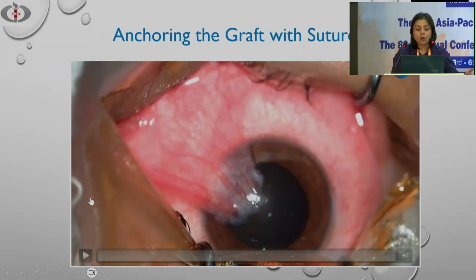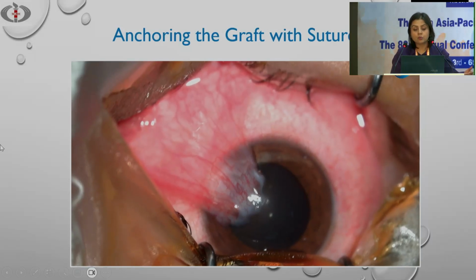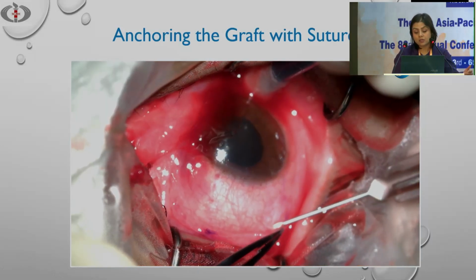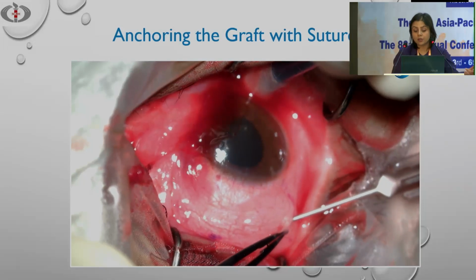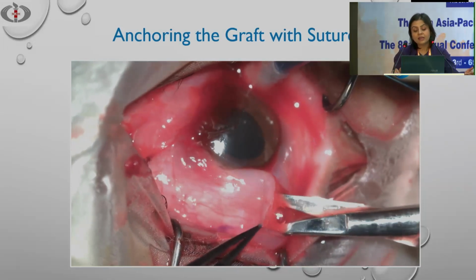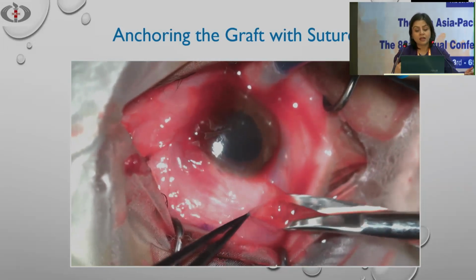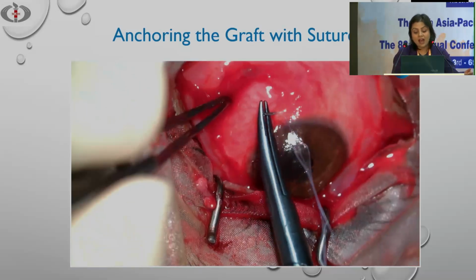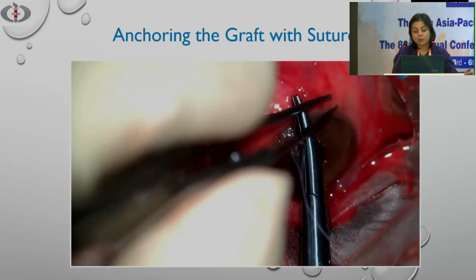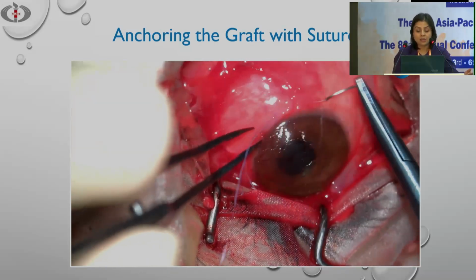So now we'll talk about the different securing techniques. The first is anchoring the graft with sutures. So let's just see how we do this. Here I'm using subconjunctival lignocaine to balloon up and find the plane between the conjunctiva and the Tenon's capsule. And once we have a graft, I'm using interrupted Vicryl sutures with episcleral bites.